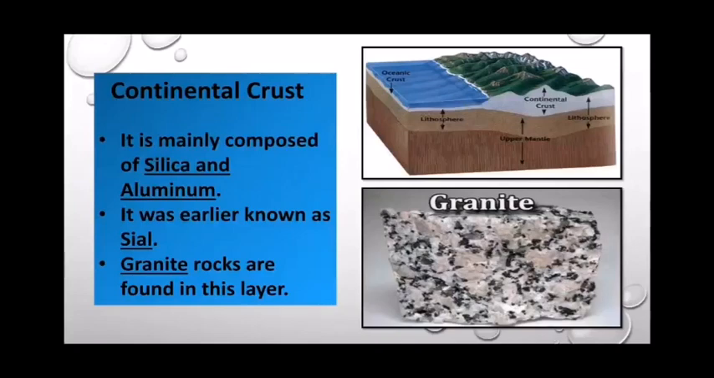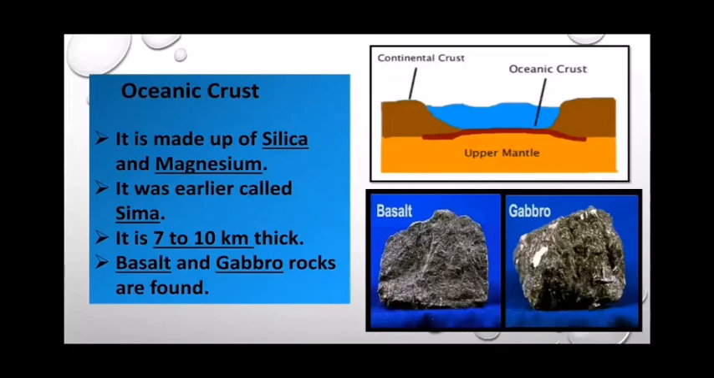Now children, let us move on to the second part, that is the oceanic crust. This is the second layer of the crust. It is made up of silica and magnesium. It was earlier called Sima. This layer is approximately 7 to 10 kilometers thick. The density of this layer is 2.9 gram per centimeter cube to 3.3 gram per centimeter cube. In this layer, basalt and gabbro rocks are mainly found.